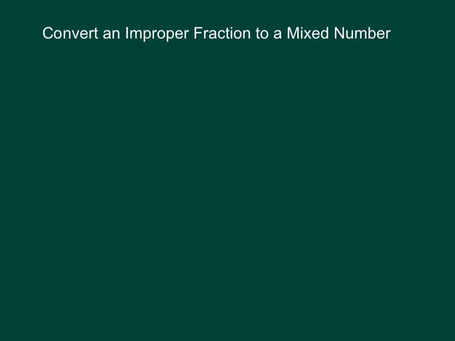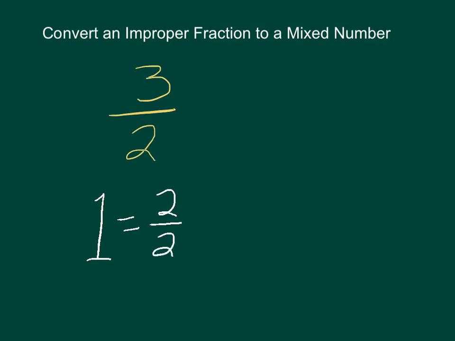Now we're going to convert an improper fraction to a mixed number. Let's start off with our 3/2. When we have an improper fraction, we are going to try to take the whole numbers out of the fraction. Remember that 1 equals 2/2 because our denominator is a 2.